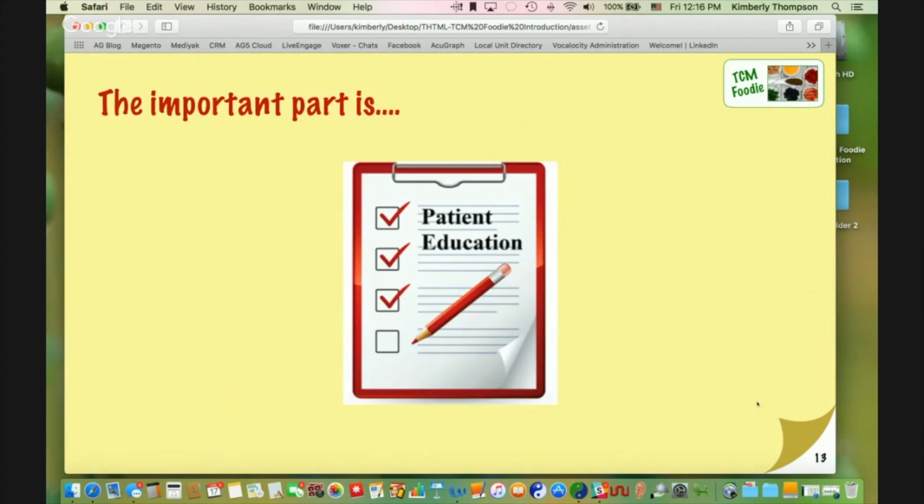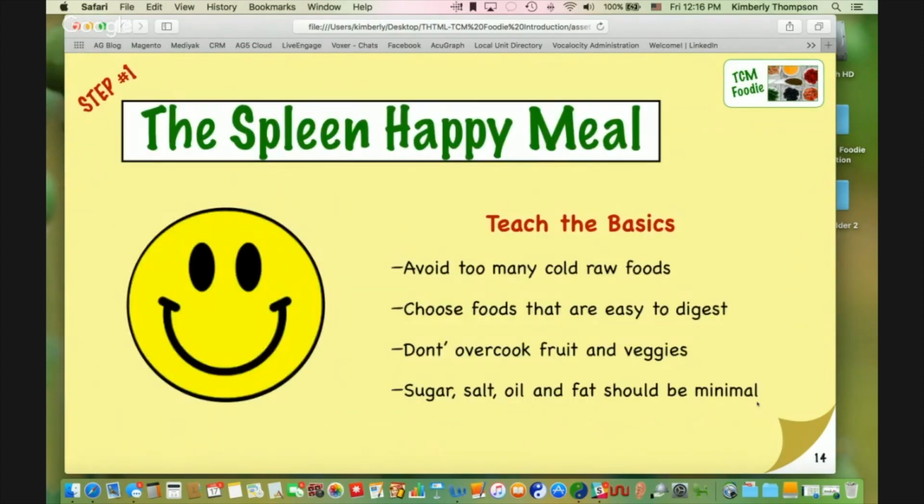When I was in college, I wrote a paper about the spleen happy meal, and really, in order to keep the spleen happy, you have to avoid cold raw foods and choose foods that are easy to digest. Just the basics for good eating. The good news is that in AcuGraph, when you're giving a patient a report regarding their dietary needs, we give the basic information about a spleen happy meal or a diet that will strengthen the spleen. So these are the basics. These are the main things that I teach my patients.